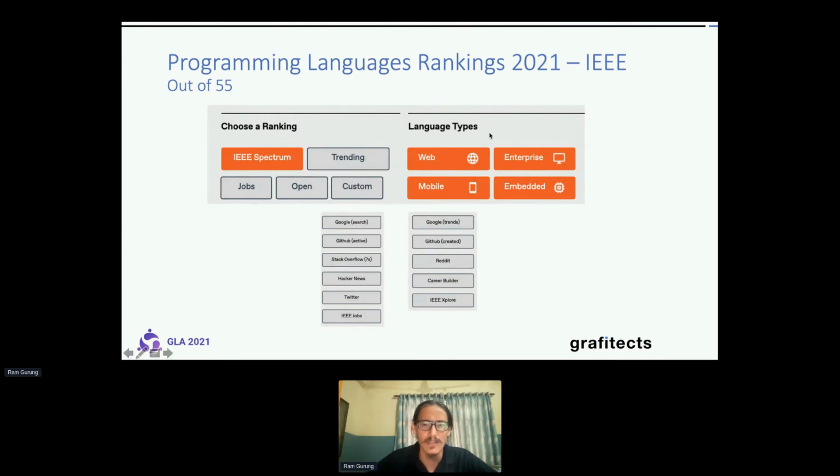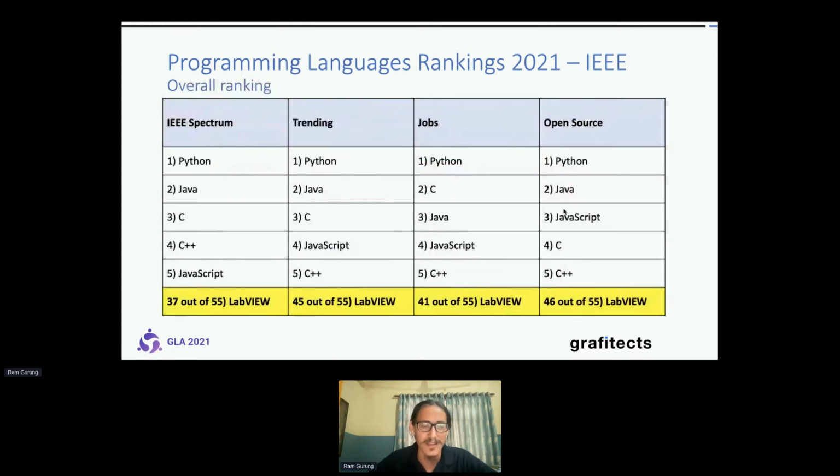And these are the different platforms where all these programming languages are available, to give LabVIEW a fair fight against all the heavyweights out there, which are open source and everything. These are the rankings, to simplify. IEEE Spectrum shows that Python, as everybody mentioned, is numero uno. And if you look down there, LabVIEW is 37 out of 55. This is the overall ranking.